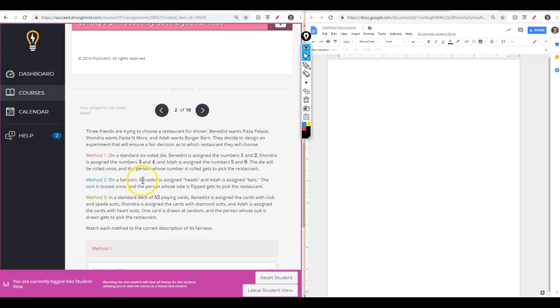Method 2, on a fair coin, Benedict is assigned heads and Ada is assigned tails. The coin is tossed once, and the person whose side is flipped gets to pick the restaurant.